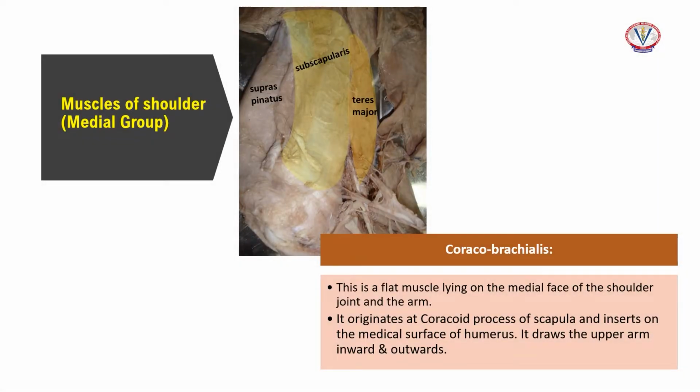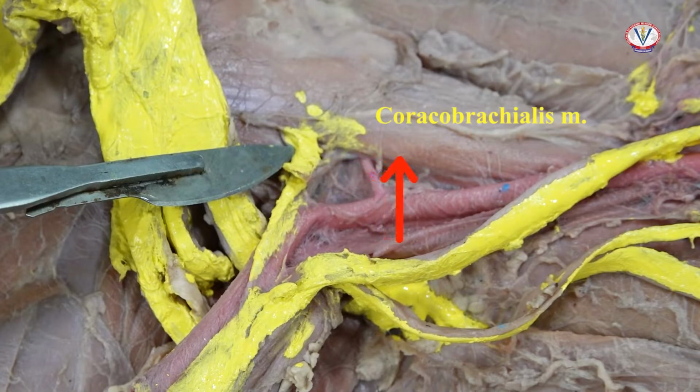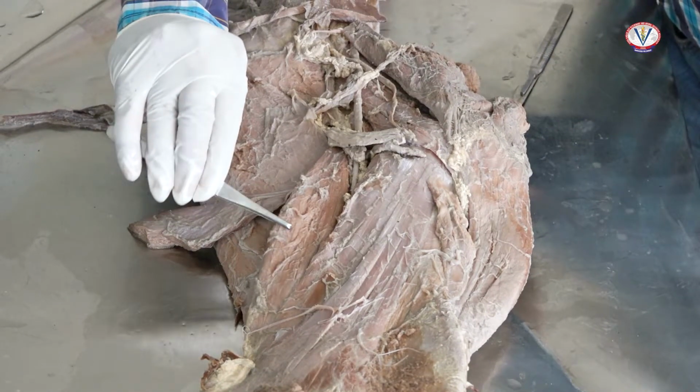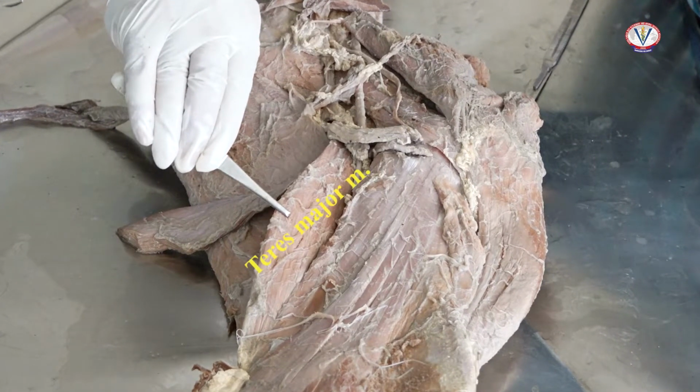The coracobrachialis is a flat muscle lying on the medial face of the shoulder joint and the arm. It originates at the coracoid process of the scapula, inserts on the medial surface of the humerus, and draws the arm inward and outward. The teres major muscle is a long flat muscle which arises from the caudal angle and margin of the scapula and terminates on the medial tuberosity of the humerus. It is a flexor of the shoulder joint and helps in the abduction of the arm.